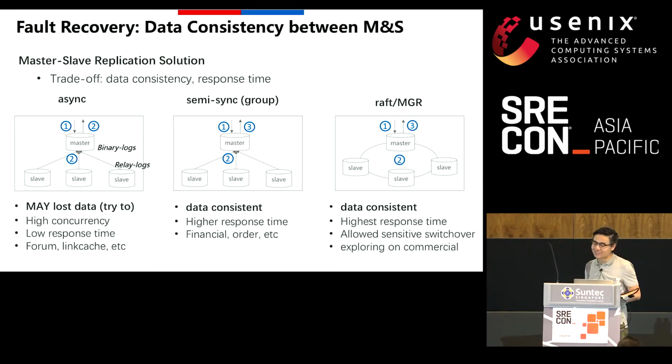In recent years, we also patched Raft onto the binary log delivery, and the official MySQL version also released MGR. This solution needs at least half of the slaves to receive the logs. It gives better data consistency, but it makes the response time longer. And what's more, it may make the switchover more sensitive. So we are still exploring this in Baidu. In the applications, we can choose one depending on the application needs, in fact.